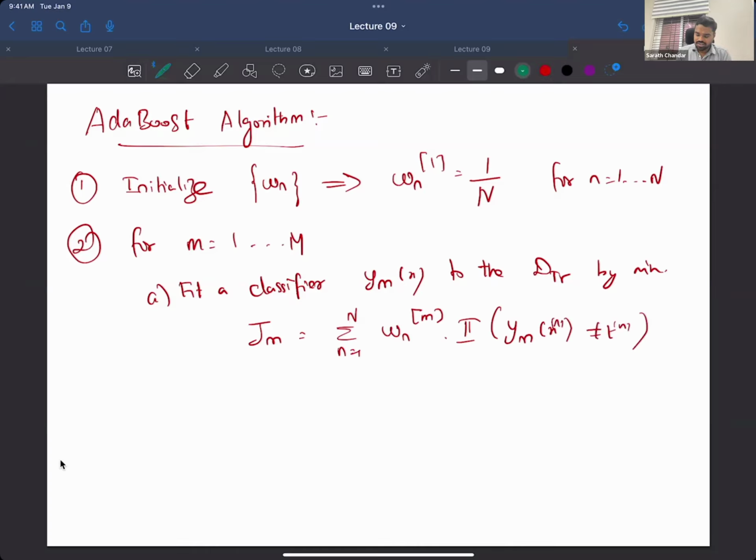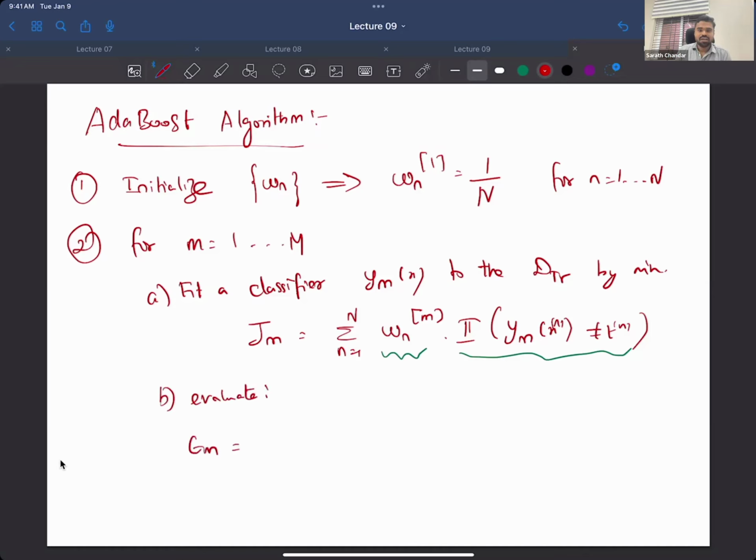What does this function say? Because this is an indicator function, this is going to be 1 whenever ym is not equal to tn, right? So whenever the model makes a mistake, it is 1. So in some sense, this is like the 0-1 misclassification error. And for each error that the model is making, I actually have a weight. So it's a weighted error, and I'm trying to minimize this weighted error. Is that clear?